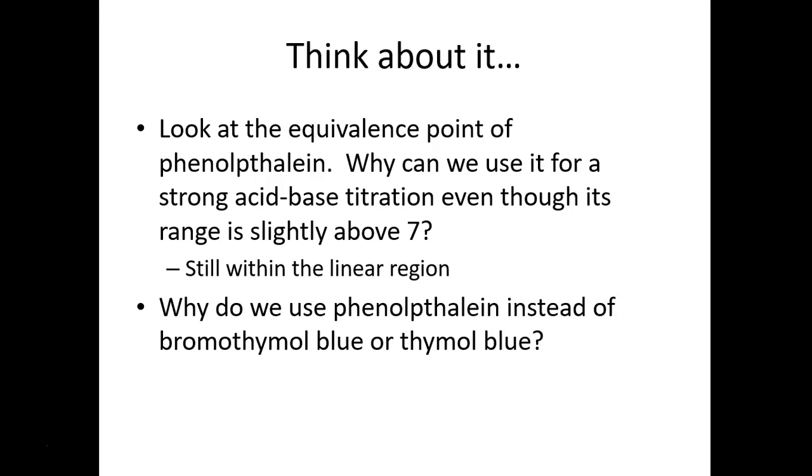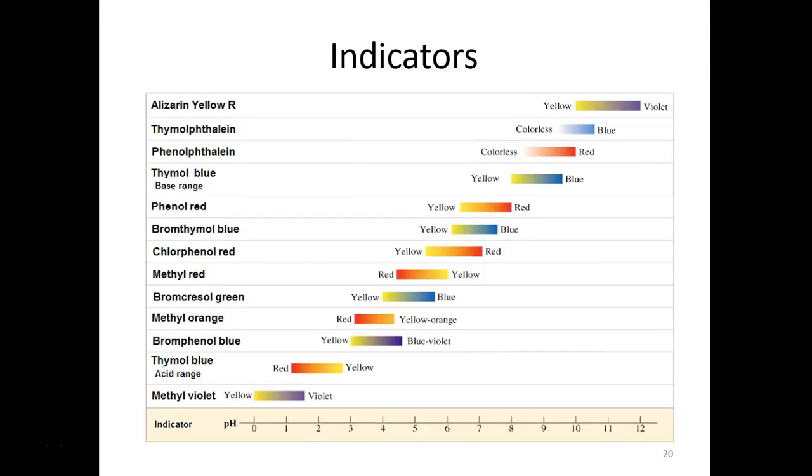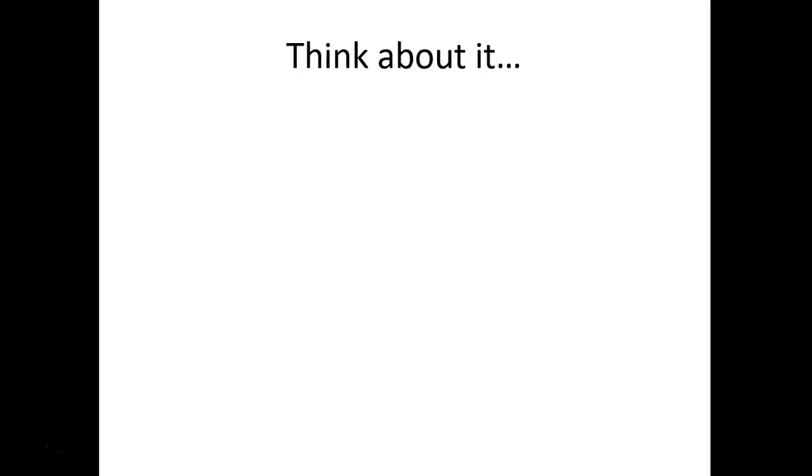And now why do we use phenolphthalein instead of bromothymol blue or thymol blue, which change in roughly the same range? The color change for phenolphthalein is colorless to colored, so it's a lot easier to tell when it's changed. For bromothymol blue and thymol blue, if you look back, thymol blue goes from yellow to blue, and bromothymol blue also goes from yellow to blue. So there's this point where you're like, is it green, is it yellow, is it blue? And it can be a little more subjective, whereas if it goes colorless to colored, it's a lot easier to tell. Okay, so practice with these, look at a lot of titration curves, and we will make some in class as well.